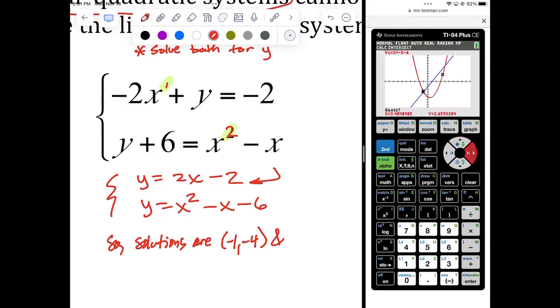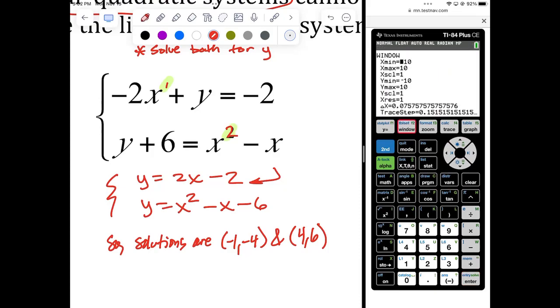Otherwise, it finds the other one again. You hit enter, and there it is, 4, 6. Now, if that second point of intersection had been up and to the right off the screen, all you have to do is adjust your window, like change your X max to be like 20 and change your Y max to be like 20, and then you get a little more up in the upper right-hand corner until you see it. Or you could just hit trace.